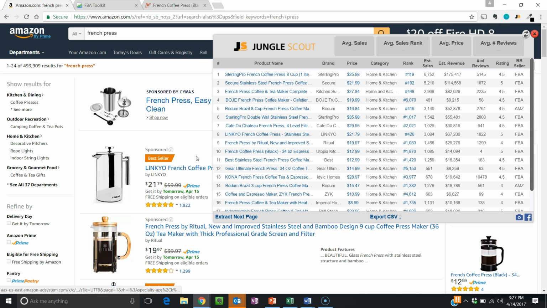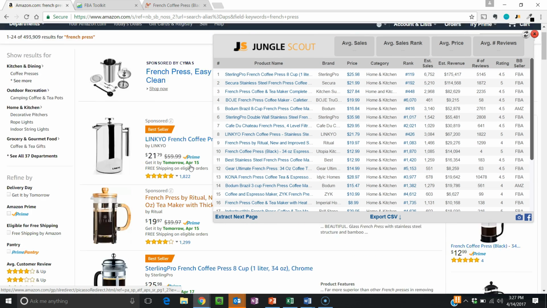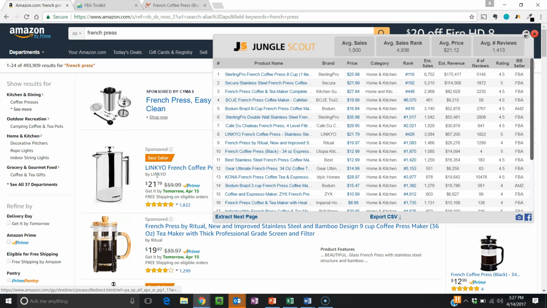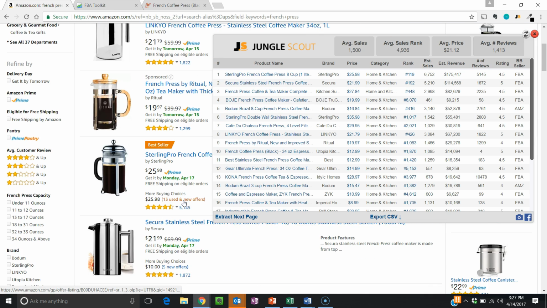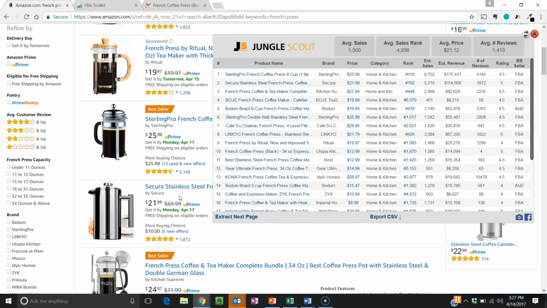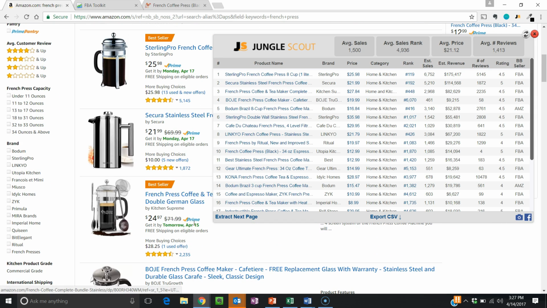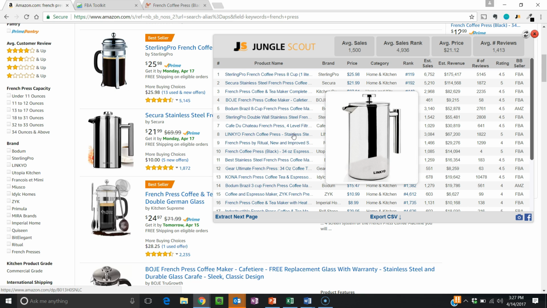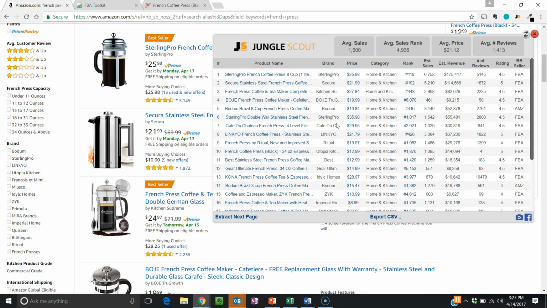So this is telling me everything that's on this screen. It doesn't always show the sponsored ones, but at least the ones that are not sponsored ads, which is good because these are the ones that are coming up organically for that particular keyword. But it's going to show me basically the price, the sales ranking, and the estimated sales based on what they think the sales ranking is.